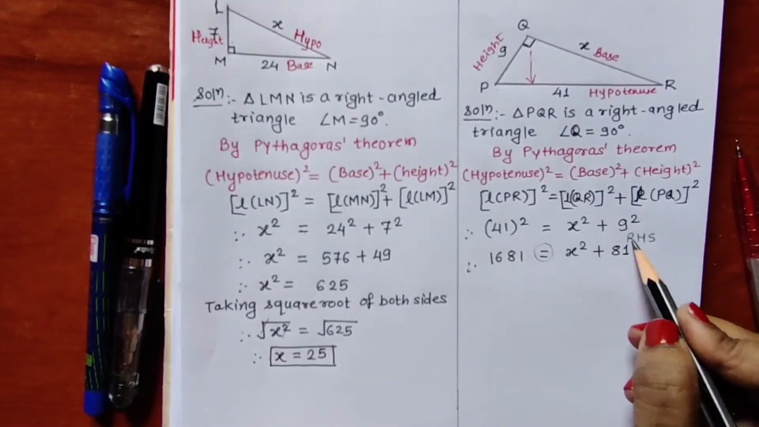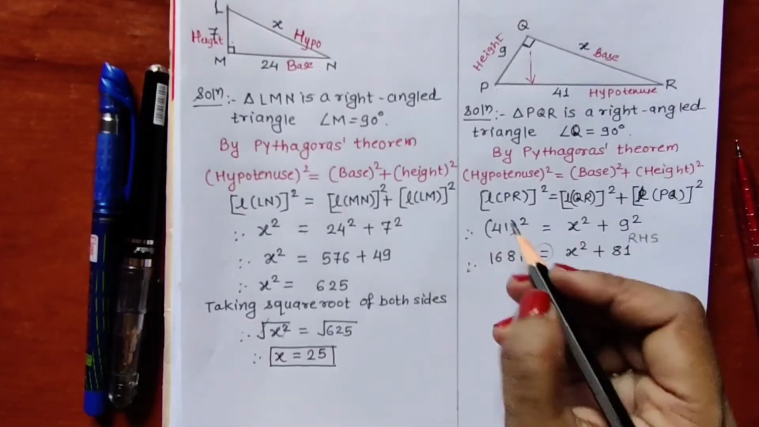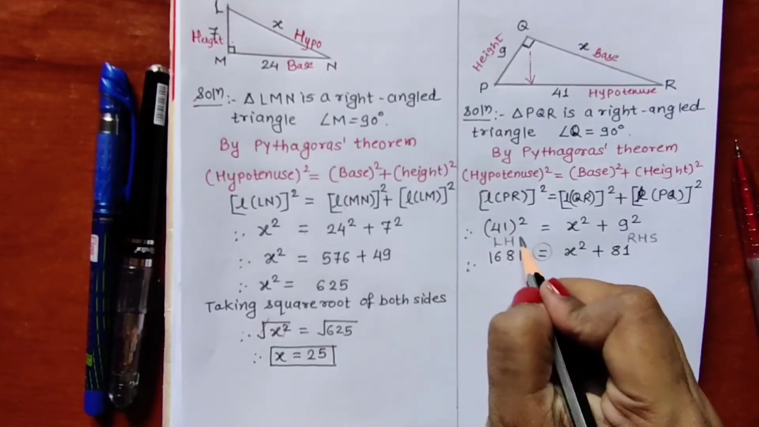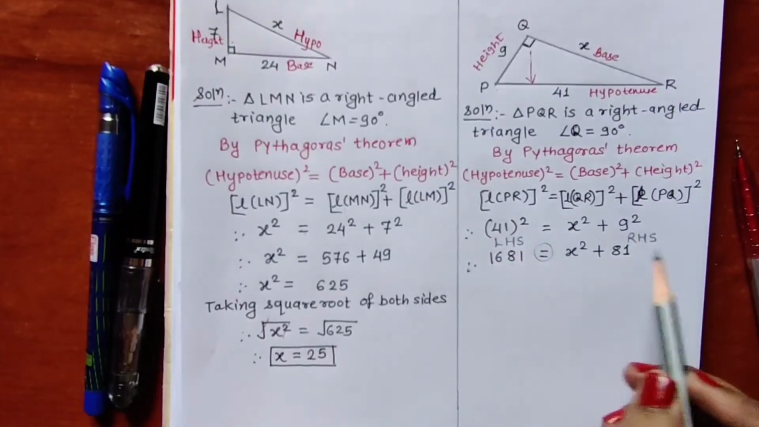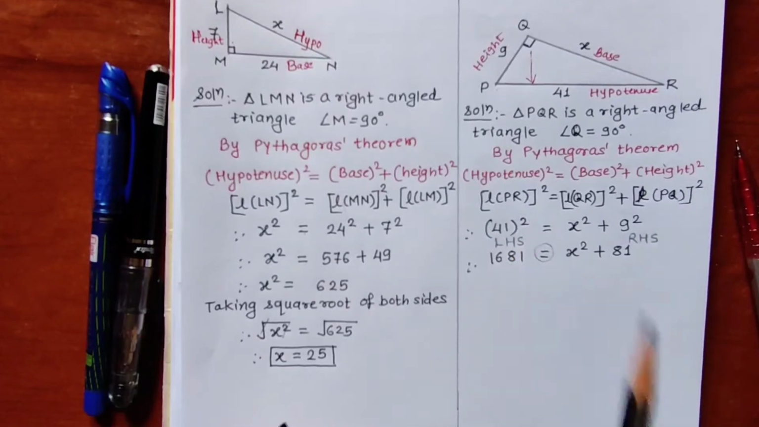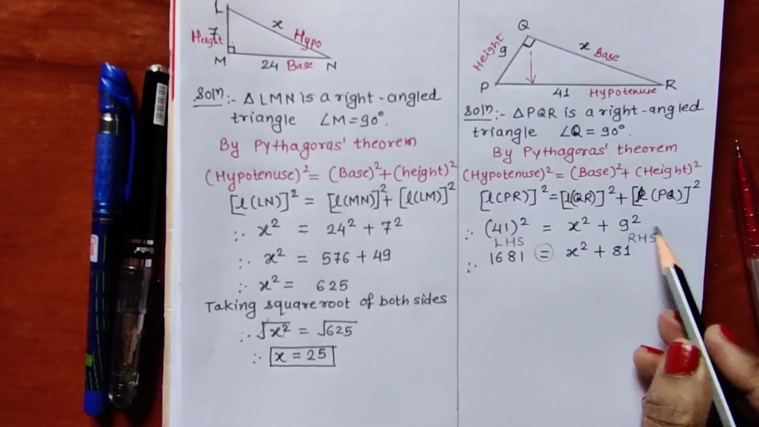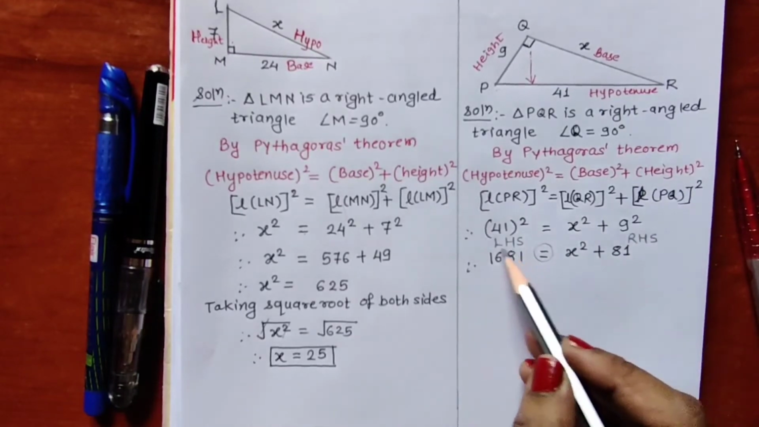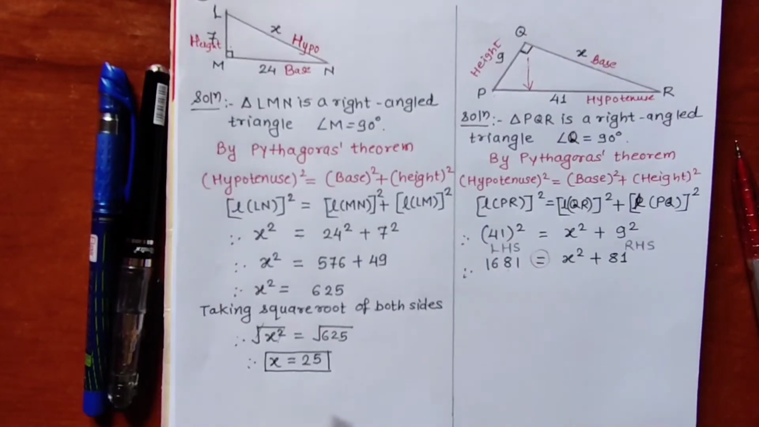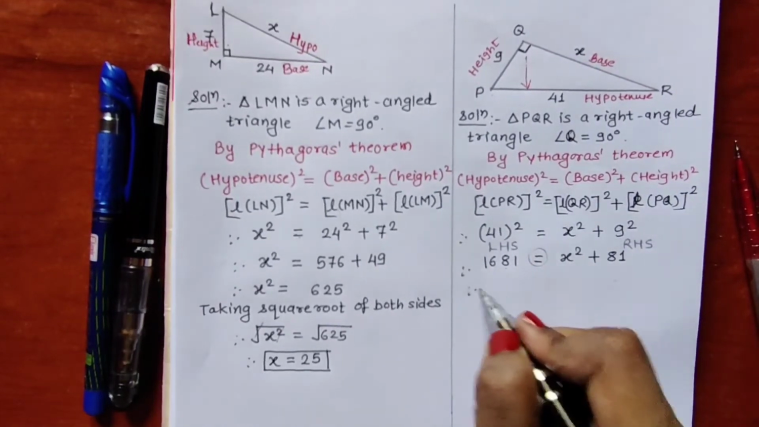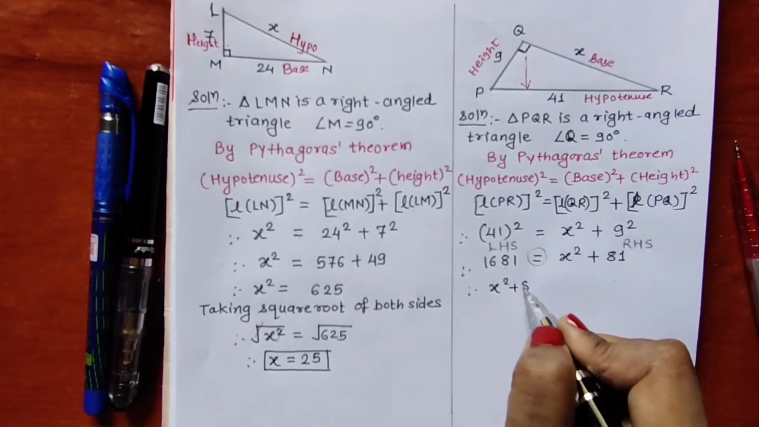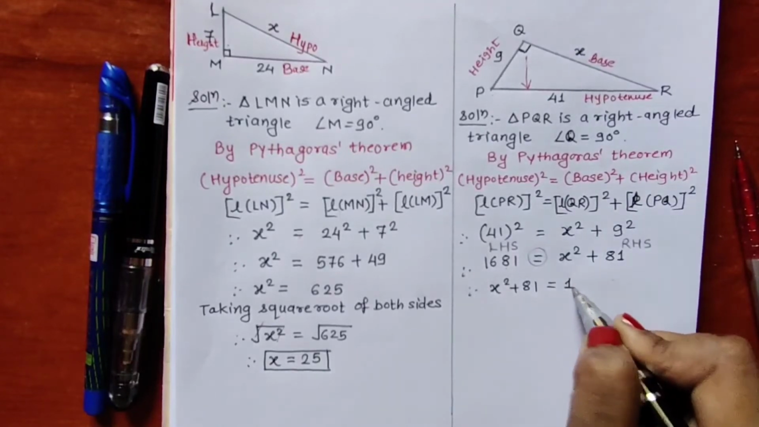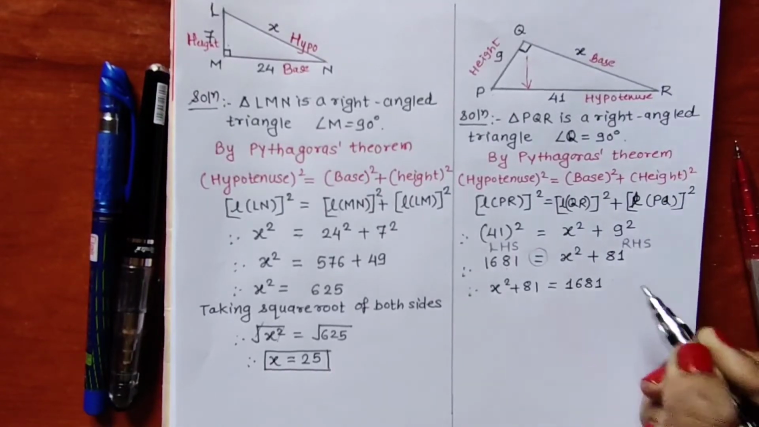It is known as right hand side and this is known as left hand side. So this is right hand side, this is left hand side. We will exchange the side. We will write this right hand side to left and left hand side to right. So let us write this. Therefore x square plus 81 is equal to 1681. Why do we have to write here?